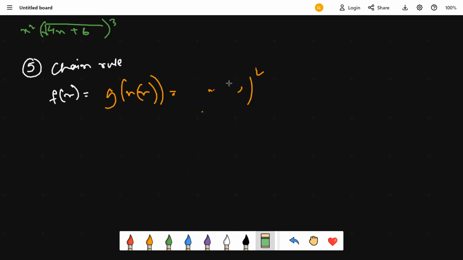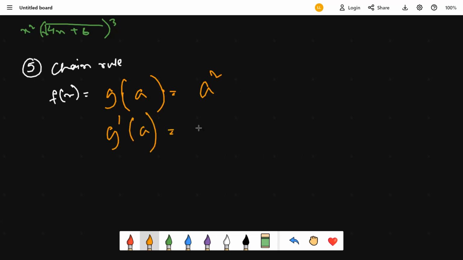Let's try to do it in the previous way, which was, instead of writing h of x at first, let's consider a initially. So we have g of a equals a square. Now, when we are trying to find the g prime of a, what do we get? 2 times a, isn't it? That's how it works. Now, if we take a as h of x, which is 2x plus 5, and we try to find the h prime of x, what do we get?